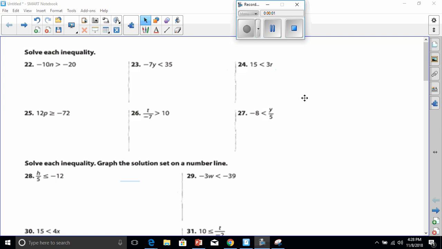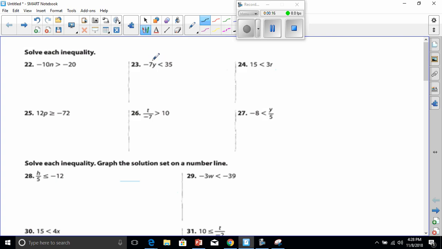And good evening, everybody. We're going to go ahead and work on our homework tonight. And let's see, I've got all the odd ones. We're doing multiplication for inequalities. Let's do number 23 first.